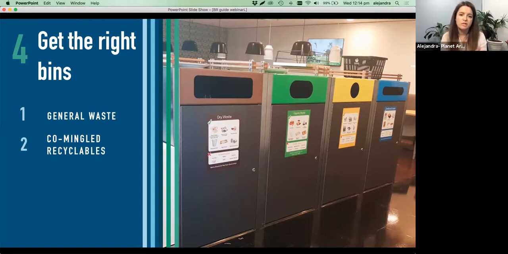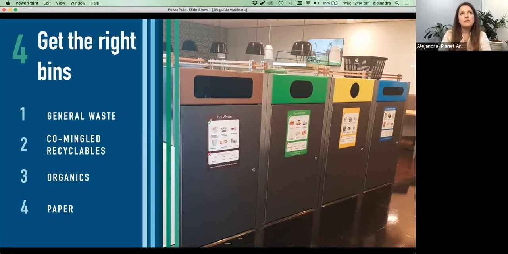Please have them right next to each other, because that will minimize contamination in the recycling bin. If you can, it's really good to add an organics bin as well as a paper bin. And again, just put everything right next to each other.